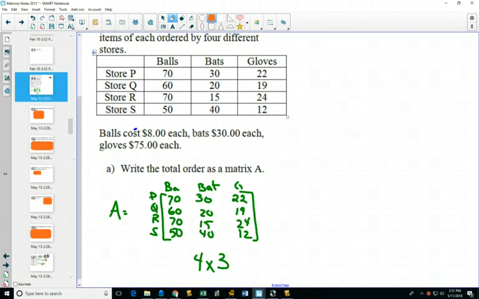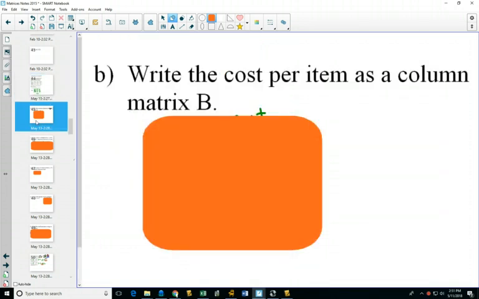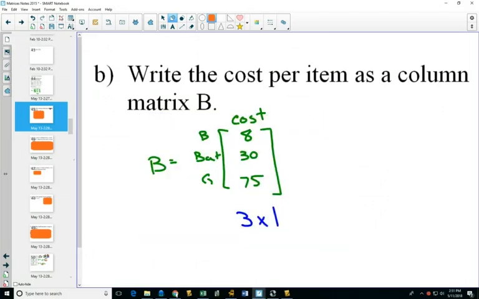So our total order is a 4x3 matrix. And if we write the cost per item as a column matrix, we would get the following. A 3x1 matrix with balls, bats, and gloves as well. So this is just a setup, and later on you're going to find out why I decided to write it as a column matrix instead of a row matrix. Because I could have made a matrix with the cost and the balls, bats, and gloves as a row matrix as well, but it's not going to work for the multiplication.